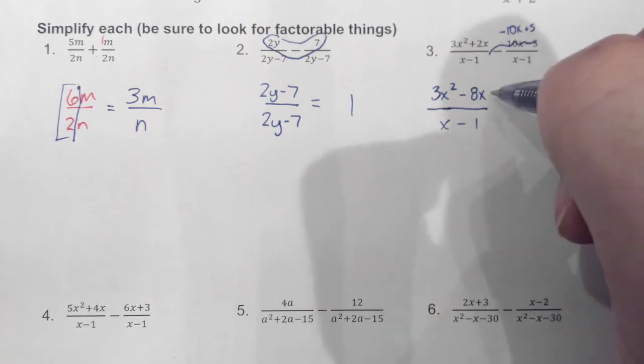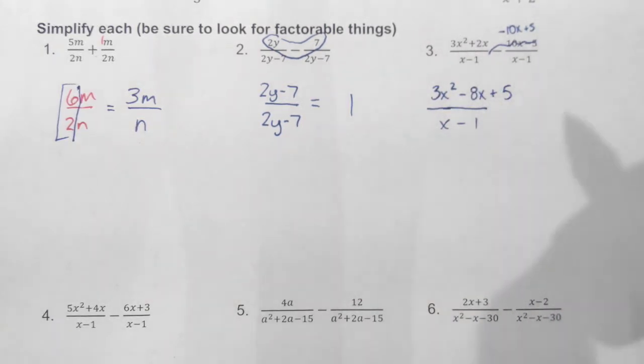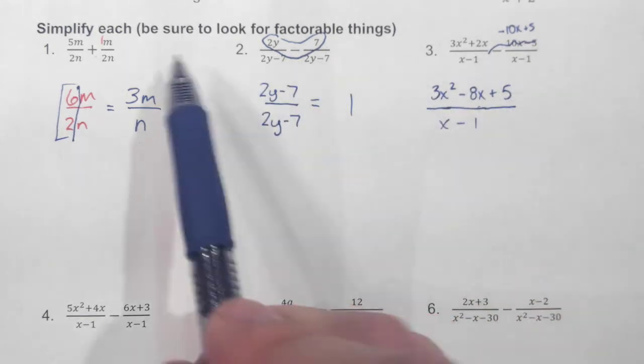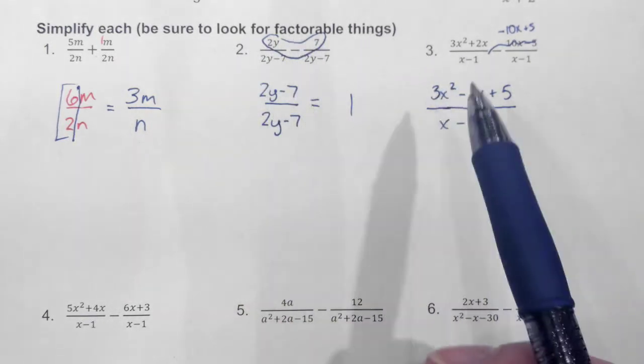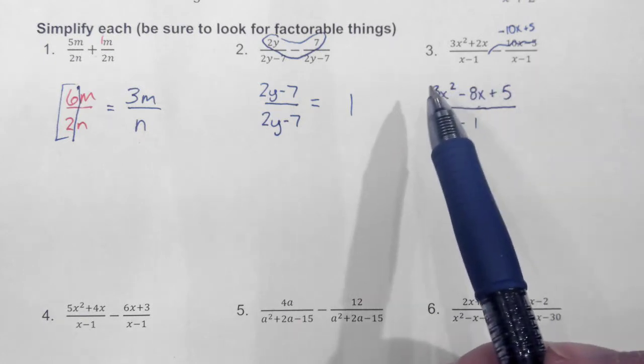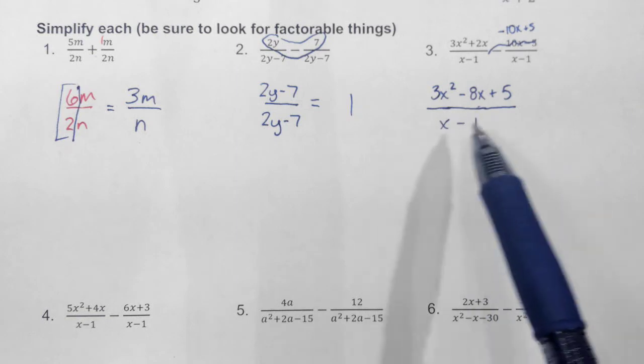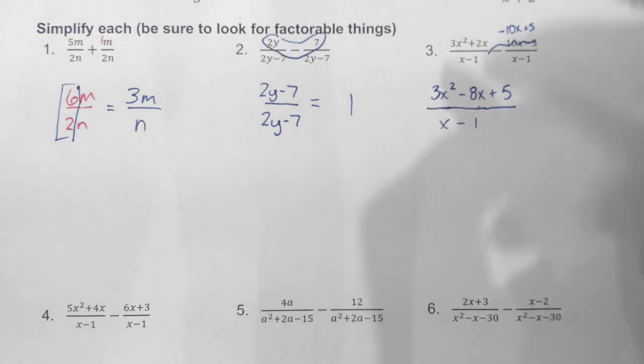And then I've got the plus 5. Okay? And then again, this one is one where I have to be sure to look for factorable things. So I look at this numerator and I have to see if it factors and if it would cancel out with this x minus 1.